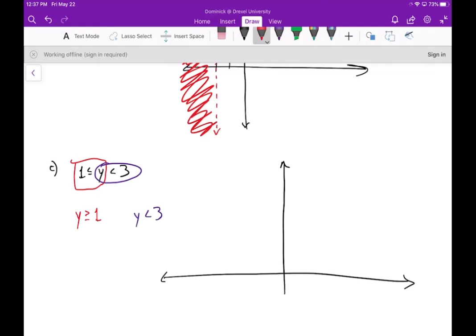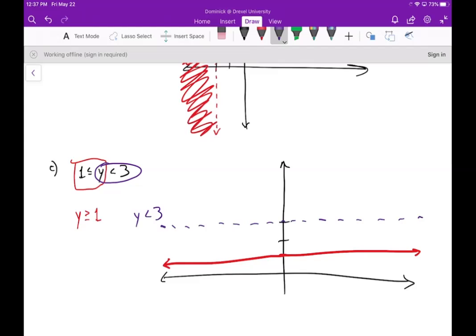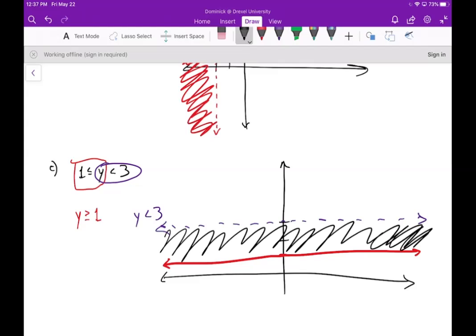Well, y equals 1 would be here. And y equals 3 would be here. Now, I want to be greater than or equal to 1, so I want to be above the red line, but I'm less than 3, so I need to be below the purple line. So it looks like we're going to want all the stuff that's in between here. All right, so that's our solution for this one.